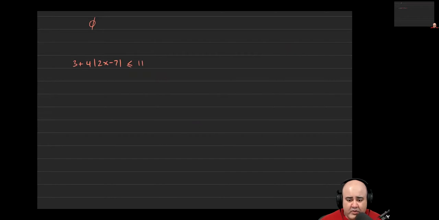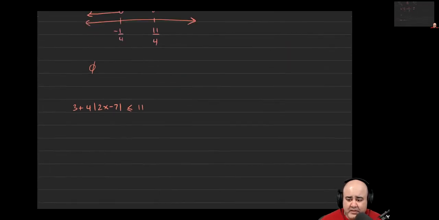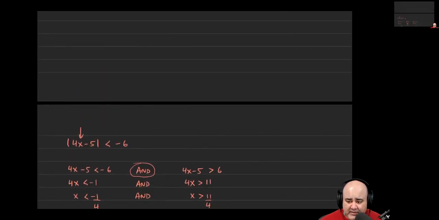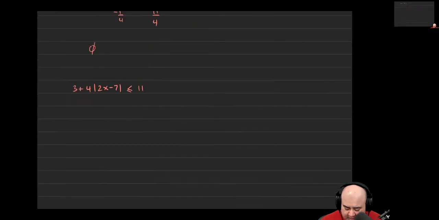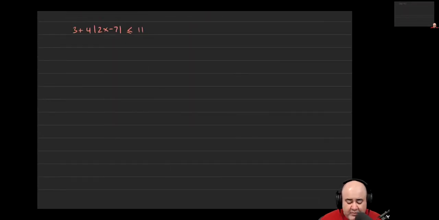I cannot go and split it right away because the absolute value is not by itself. The reason why we were able to split this right away is that the absolute value is isolated. It's by itself on one side. The reason we were able to do both of these is that the absolute value is isolated. It's by itself on one side. Same thing with this example. However, with this problem, that's not the case. The absolute value is not by itself, so we first have to get it there.